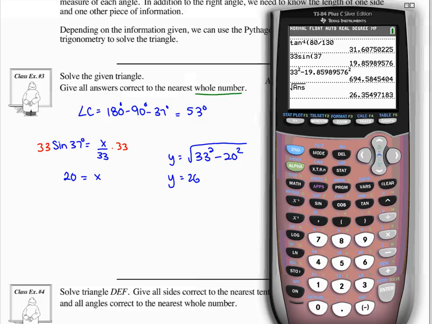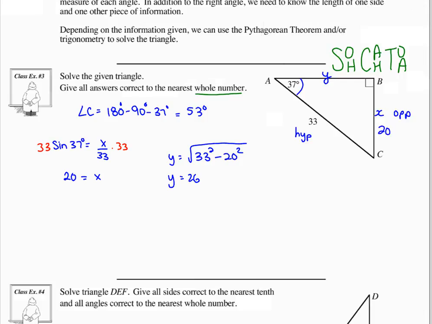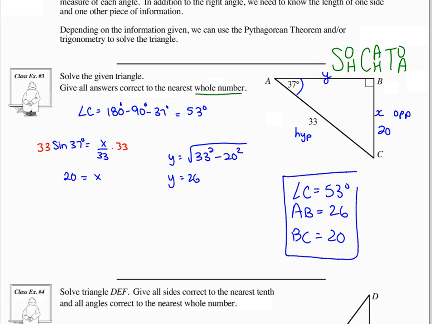So our unknowns were angle C. Angle C was 53. Length AB was 26. And BC was 20. We should probably write a conclusion of all the unknowns. And now this triangle is solved. And that is lesson 5.